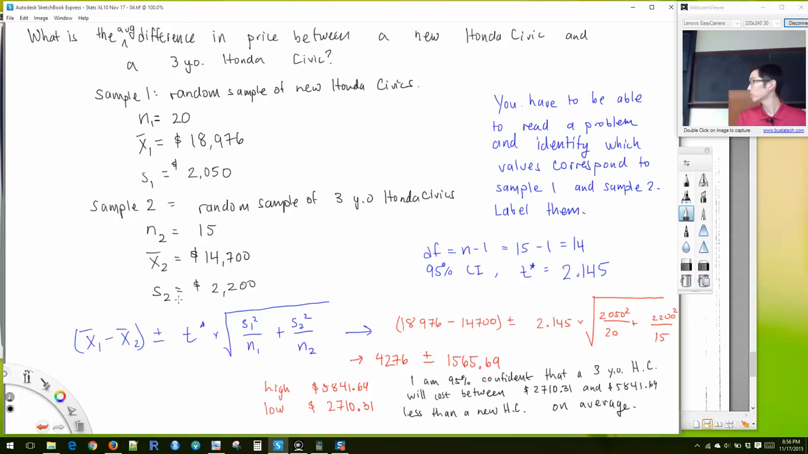Okay. So if somebody says, do we have evidence that used Hondas cost less than new Hondas? You would say yes, we have evidence that used Hondas cost less than new Hondas. And the reason for that is because there's no zero in our interval. Sometimes with new and used cars, it's obvious that the used car is going to be worth less than the new car. But in other cases, group one and group two might be very comparable. And somebody might ask, is there evidence that group one's mean is different from group two's mean? And the way we answer that question is if zero is inside our interval.